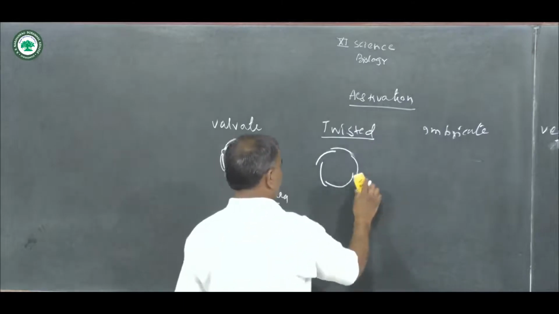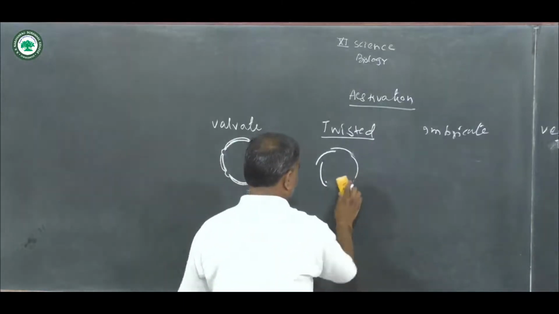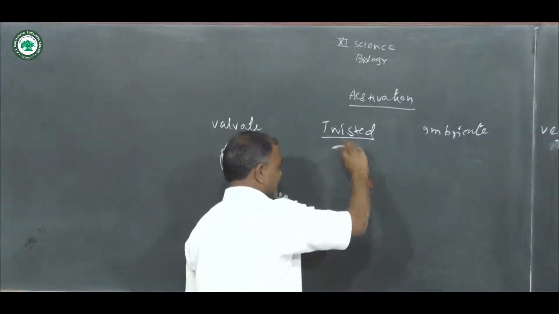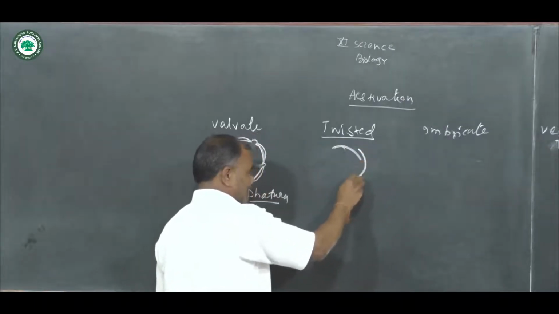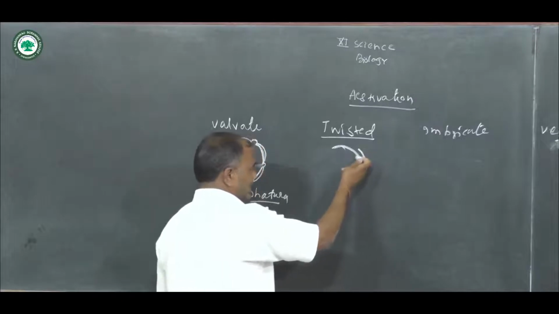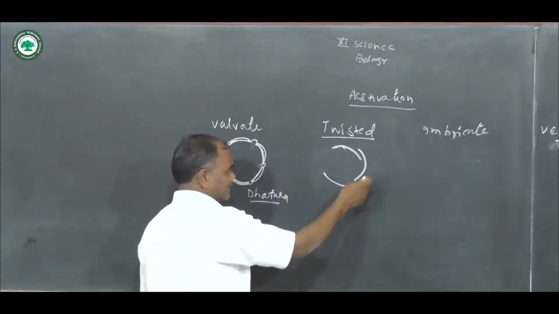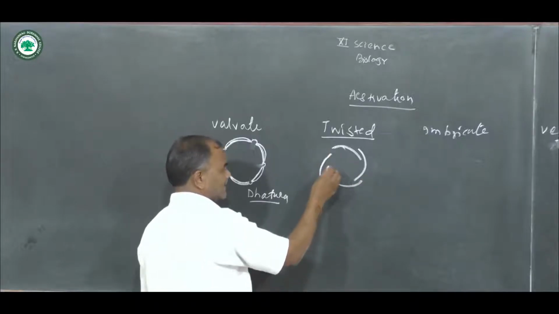See here, these are the margins of the sepals as well as petals. These are overlapping. One is inner, one is outer. Then again next, in the opposite condition, one is outer, one is inner. Here again, one is outer, one is inner.